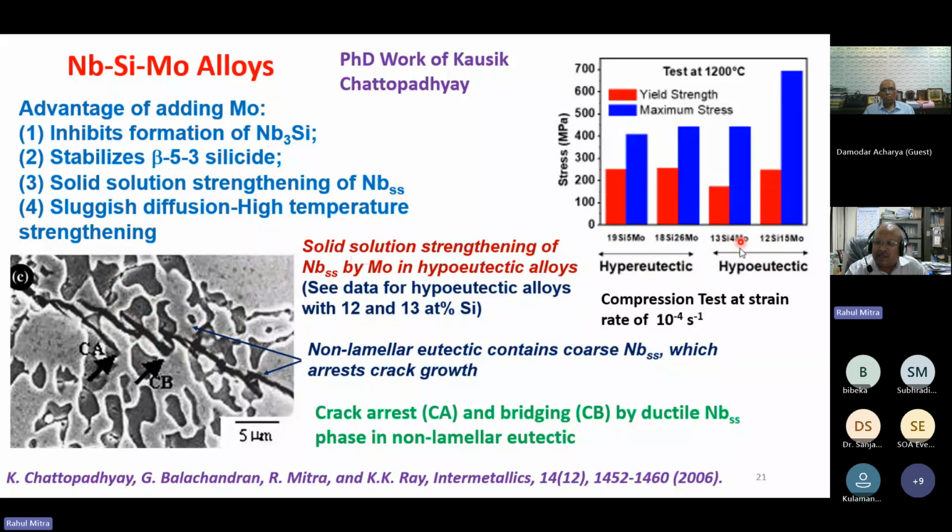So this alloy is 13 silicon, 4 molybdenum. This is 12 silicon, 15 molybdenum. So with the increase in molybdenum concentration from 4 to 15, which is the increase in bulk concentration, the amount of molybdenum dissolved in NbSS also gets higher, and that's why we get higher strength here. So that shows the solid solution strengthening.